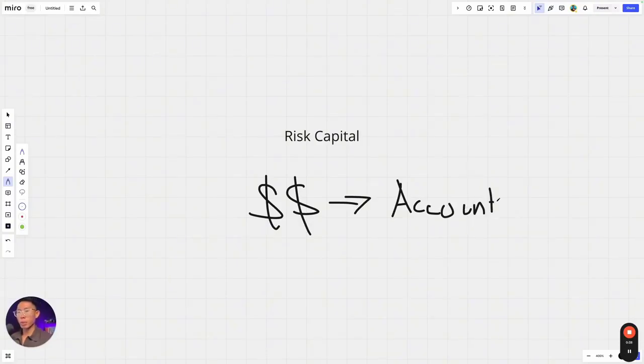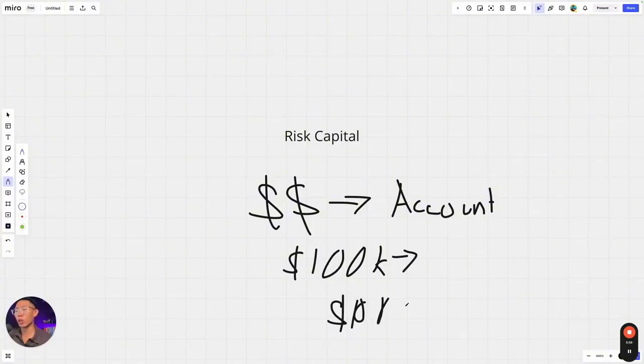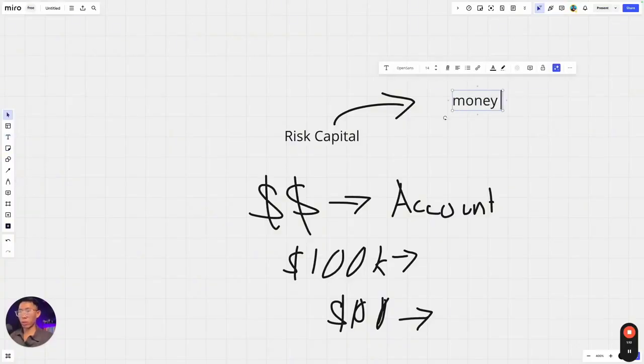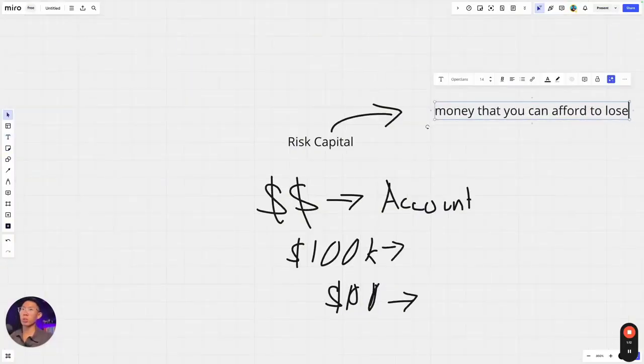And you can see risk capital is different for everybody, right? Like, I might be okay to put 100K into my live account, right? 6 figures into my live account. But you might have less than $1,000 in your bank account, and then in that case, you might only want to put in like $100 into your live account, right? So it's really different for everybody. And the main concept on risk capital is you should only be putting money that you can afford to lose.